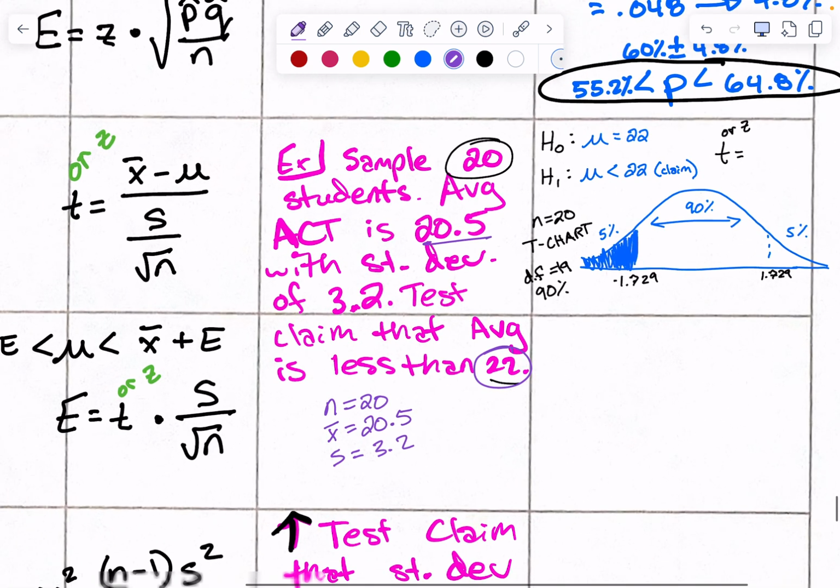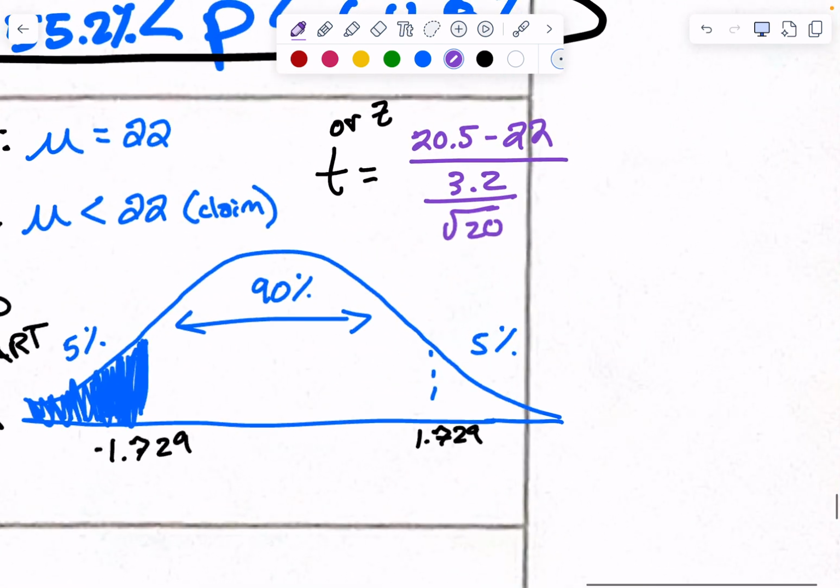All right, so I'm using this formula right here. T equals X bar minus mu, so 20.5 minus 22, which is going to give us a negative number, over 3.2 divided by the square root of 20. Okay, if I were you, practice plugging that in and see if you get a number.